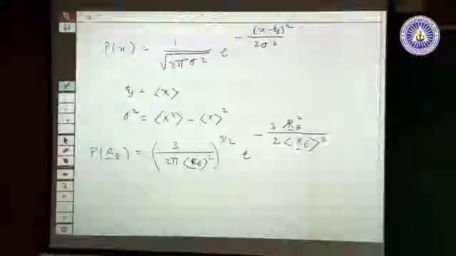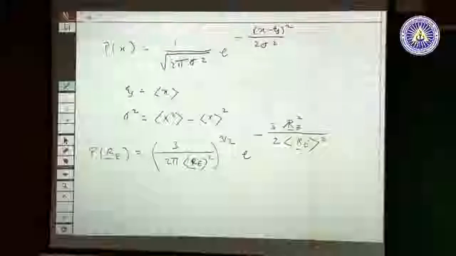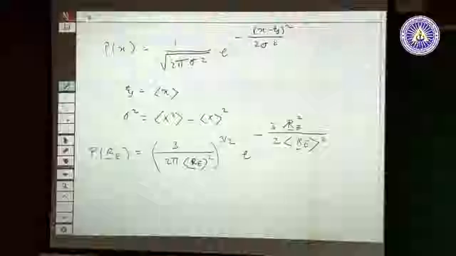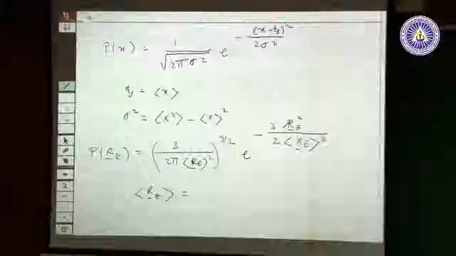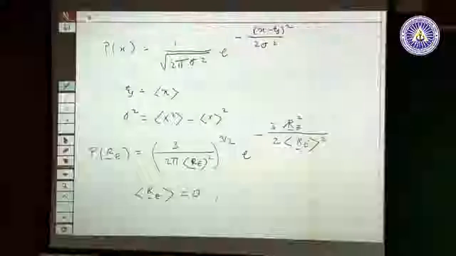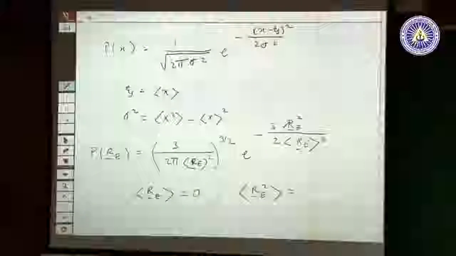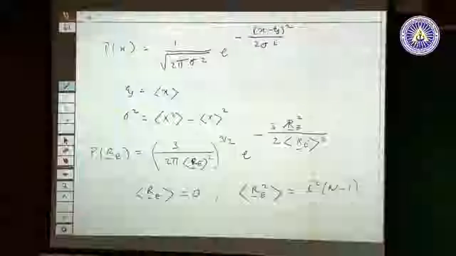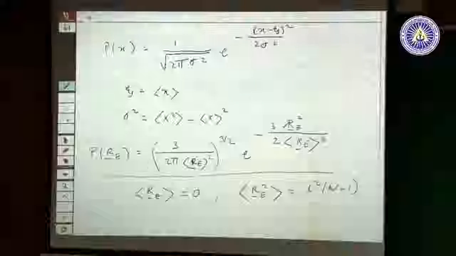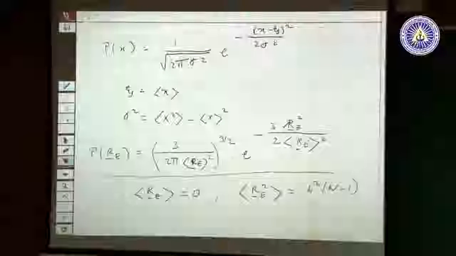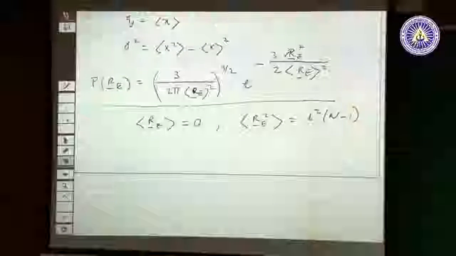Because you can think of Re as having Rex, Rey, Rez, the 3 components, and each of them is a Gaussian distribution, and then they add up to be this. Where we know that the average of Re is 0, right. And we know Re squared, which we derived yesterday, was L squared times n minus 1. So, this is an important result that we will need for a lot of our work, okay, that the end to end distribution is a Gaussian distribution.